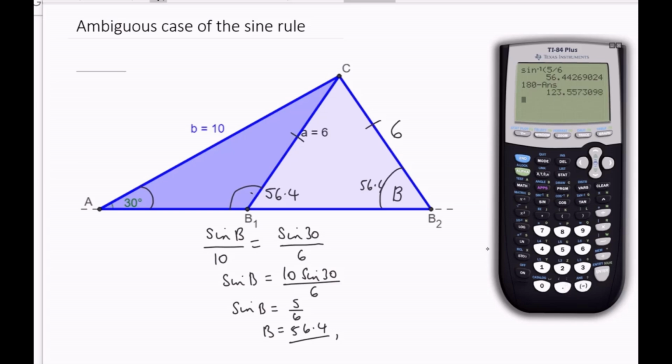So 123.6. So that's always 180 minus the first solution will give you the other solution.